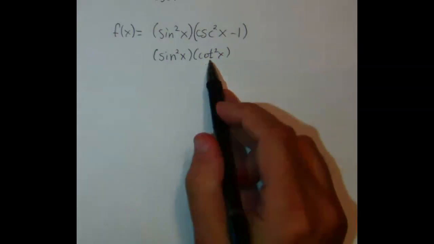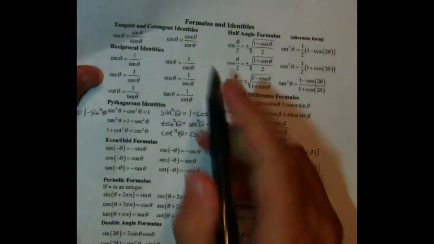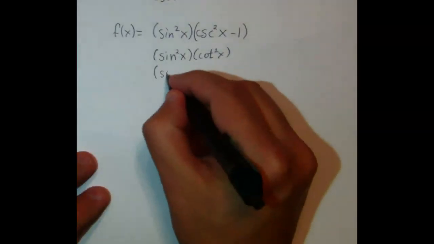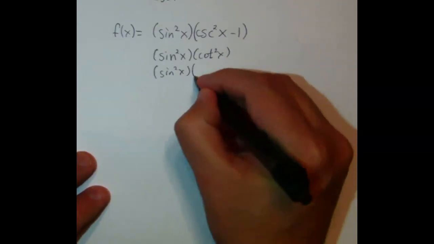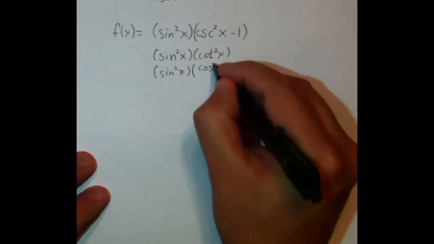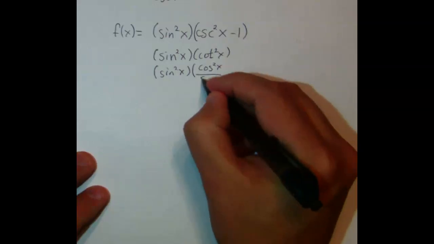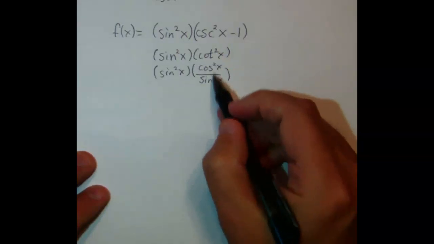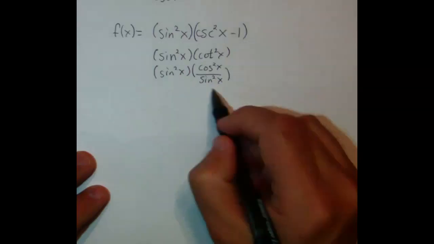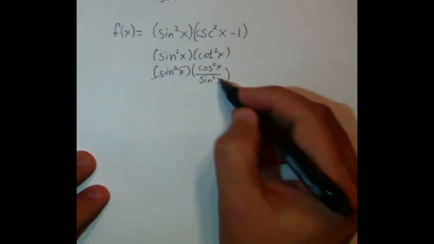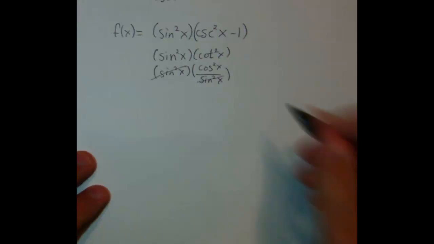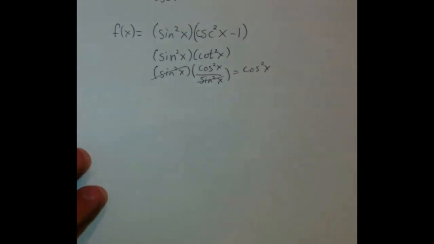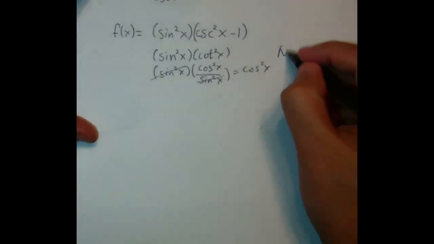Alright, but what is cotangent? Cotangent is cosine over sine. So I would have sine squared x times cosine squared x over sine squared x. Remember, since this is squared, these two would be squared also. Yeah, but look what's happening. Sine squared x is canceling out. And all you're left with is cosine squared x. So since that is not sine x, our answer would be no.